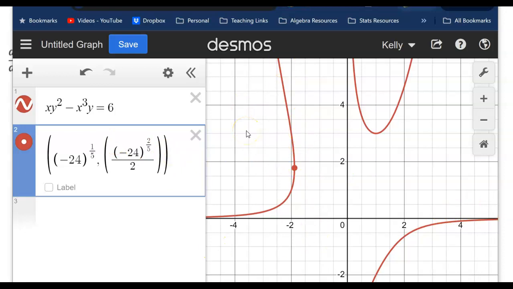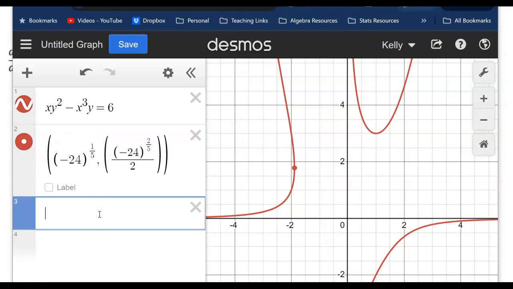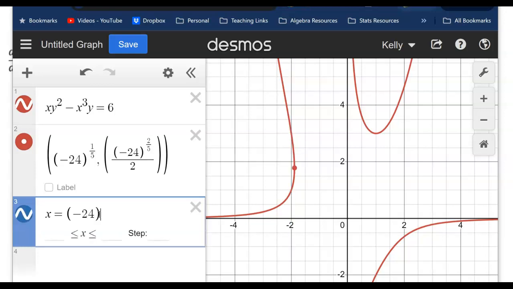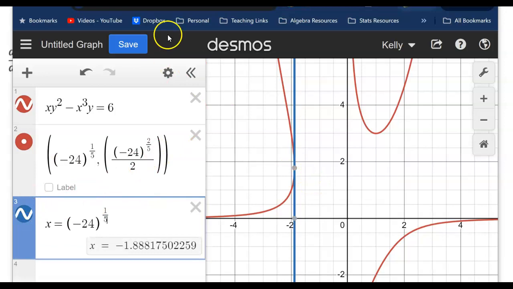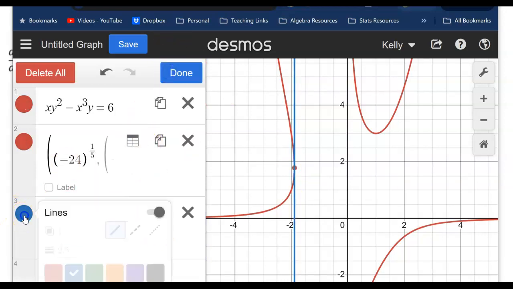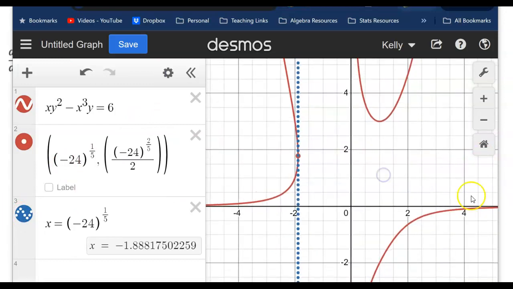And if we wanted to write out the equation for that tangent, that would just be x is equal to, because I keep saying horizontal, but it's vertical. Vertical lines are always at x is equal to. So x is equal to negative 24 to the 1/5. Let me go ahead and edit it so it's a dashed line so we can really see it. Yeah, right up against there. There's that beautiful vertical tangent.